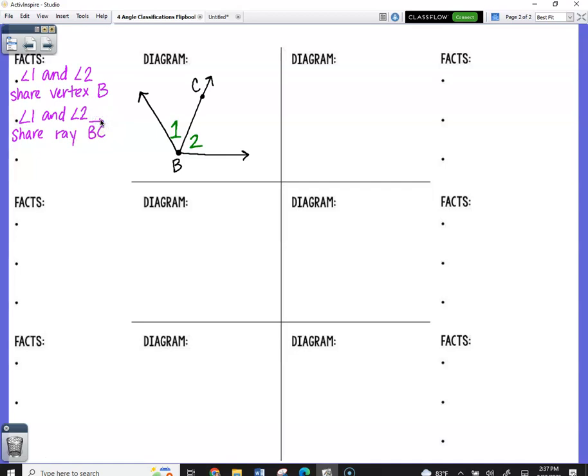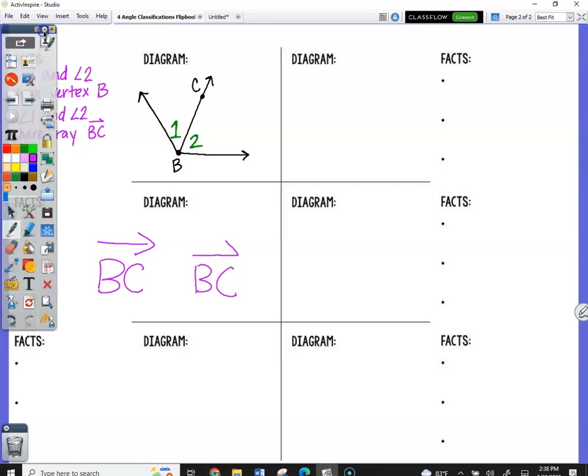By the way, when I draw a ray and write the name of it, I don't typically write the letters and then do that with the arrow. I usually just write the letters and I do that to say ray. That's my normal symbol for a ray, starting at B, traveling through C.